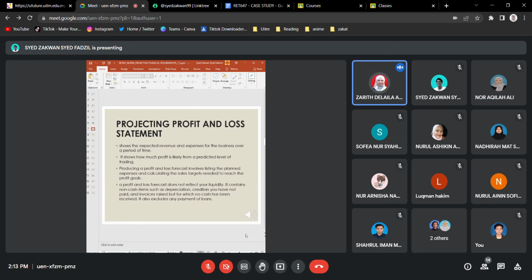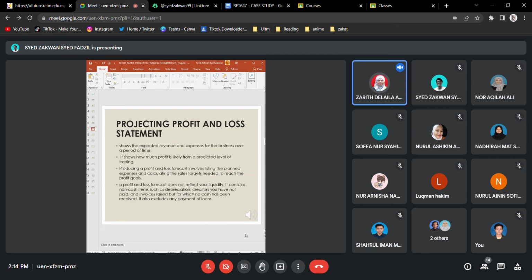Okay, now we have finished the main sources of capital. Now we look at projecting the profit and loss statement. Profit and loss statement is one of the most popular financial statements. Everyone who does business will know what a profit and loss statement is. When we talk about the forecasting profit and loss statement, PNL, this PNL shows the expected revenue and also the expenses that may be incurred in our business over a period of time. Based on this PNL, we can see how much profit we are going to get in the future. We can already predict from there.